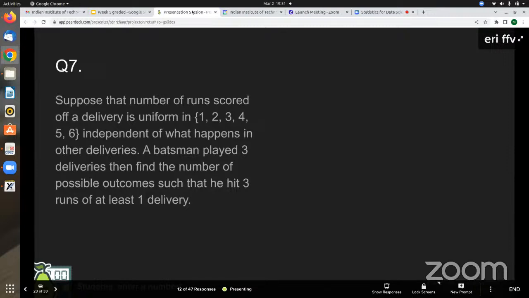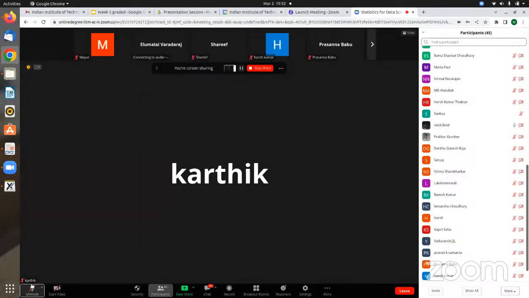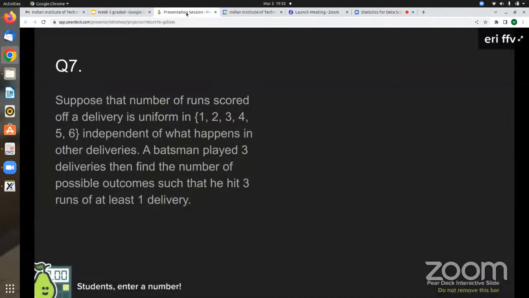Neither did I play cricket nor did I understand the question. Let him come, we'll ask. Yeah, the question is not clear. I'm not able to understand. For one delivery, he is getting at least 3 runs, so for the next delivery, he should get more than or equal to 3. Not sure, just wait. Okay, what's the problem? Sir, we could not understand the question.